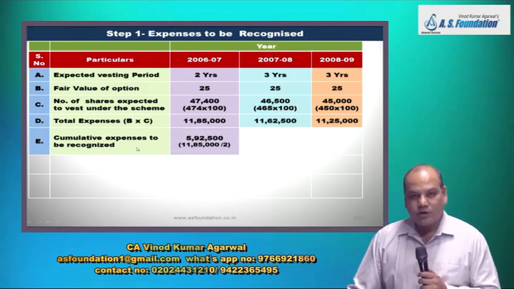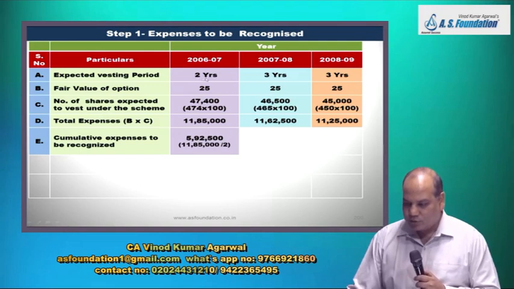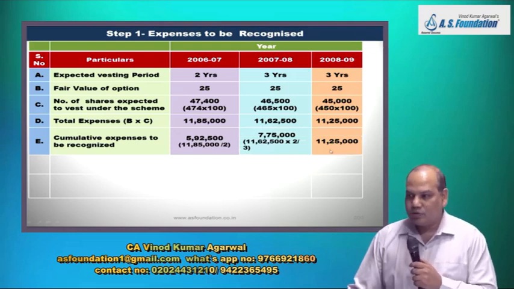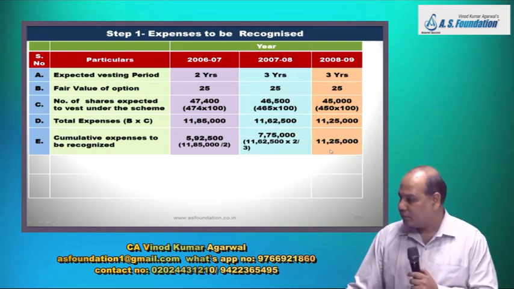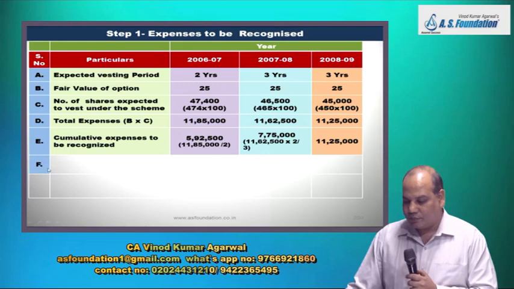Cumulative expenses to be recognized: 5,92,500. Take 1 by 2 because my original expectation was 2 years. Take 2 by 3, 11,62,500. Take full, 11,25,000. Is it right? Dear student, write point F.